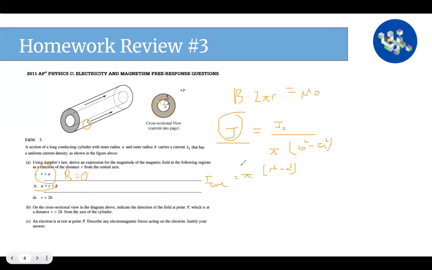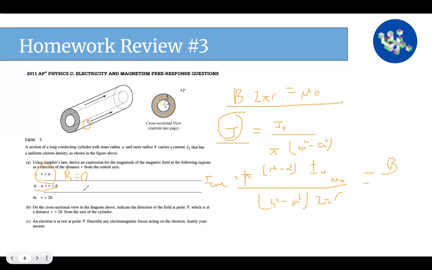So pi r squared minus a squared times I0 over pi b squared minus a squared, and you'll notice the pi will cancel out. So that will be my I enclosed: r squared minus a squared times I0 divided by b squared minus a squared. And I know that this times mu zero equals B times 2 pi r. So then, divided by 2 pi r, this would equal my B.